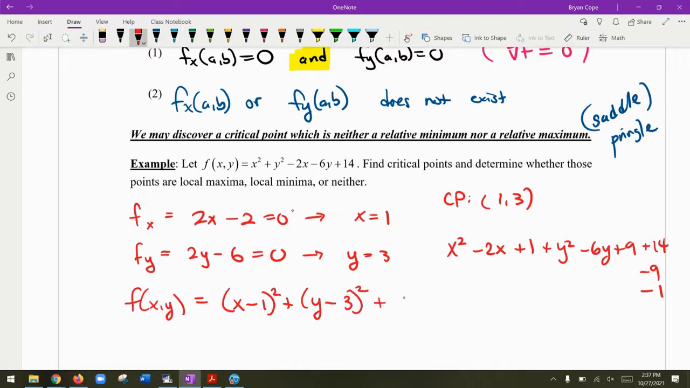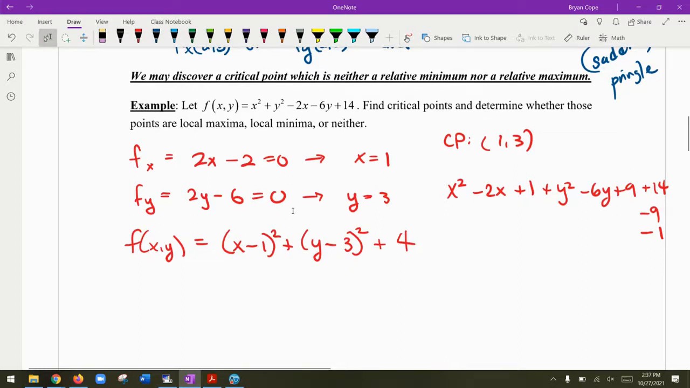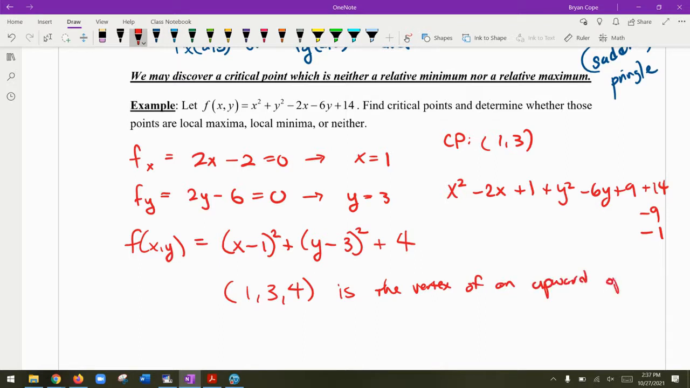And so we see that this point that we've identified as the critical point is actually just the vertex of our paraboloid, right? So it's the point (1, 3, 4). That is the vertex of an upward opening paraboloid.